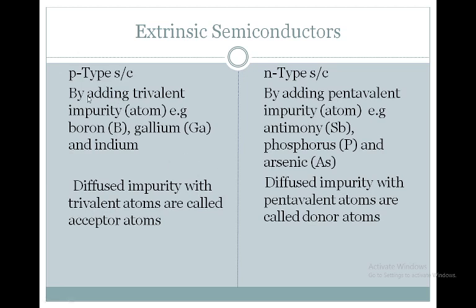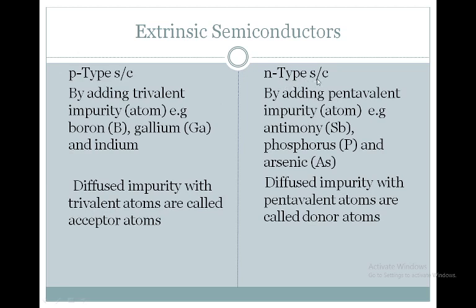So to make a p-type semiconductor, we add a trivalent impurity, which is a trivalent atom. Examples of trivalent atoms are aluminium, boron, gallium, and indium. These trivalent impurities are called acceptor atoms. They are called acceptor atoms because they create holes that easily accept electrons.